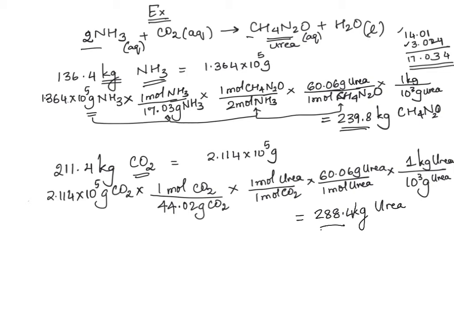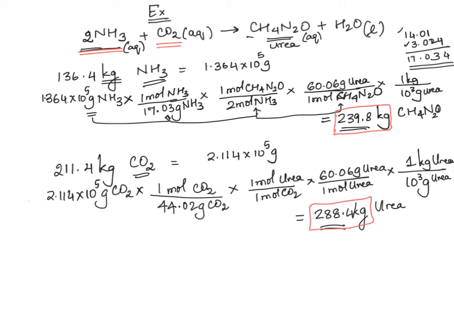Now, since there are 2 reactants, and this is a very important point I want you to remember, 2 reactants, we did 2 calculations. If there are 3 reactants and the amounts were given, we will do 3 calculations. If there are 4 reactants, we have to do 4 calculations. Okay, so after performing these 2 calculations, you compare the amount of product, and remember, when you compare, both of them have to be in the same unit. So in this case we have kilograms.